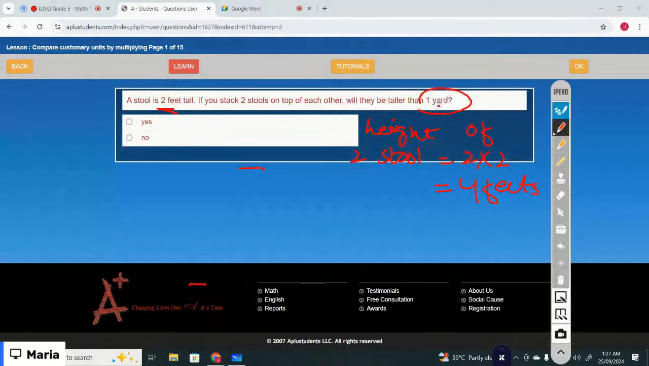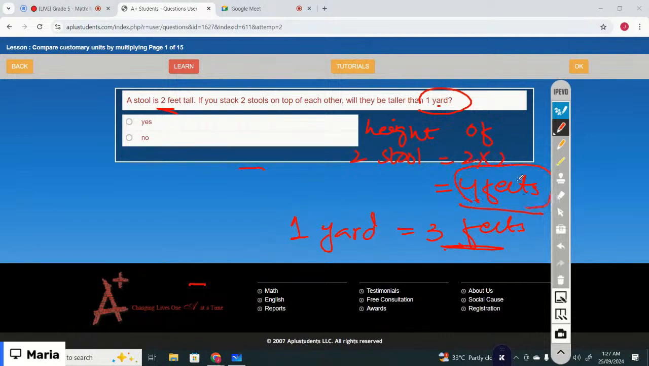Convert this yard to feet, right? We know that 1 yard equals 3 feet, right? So the height of the two stools is 4 feet, and you have to compare it to 1 yard. 1 yard equals 3 feet. So that means yes, if you stack two stools on top of each other, they will be taller than 1 yard, because 1 yard equals 3 feet and two stools have the height of 4 feet.